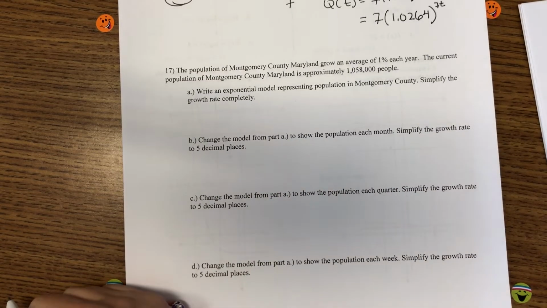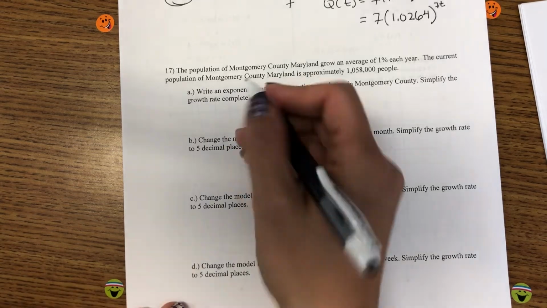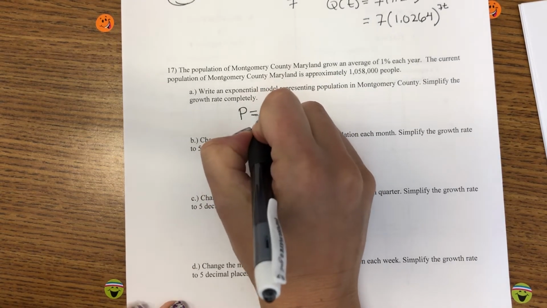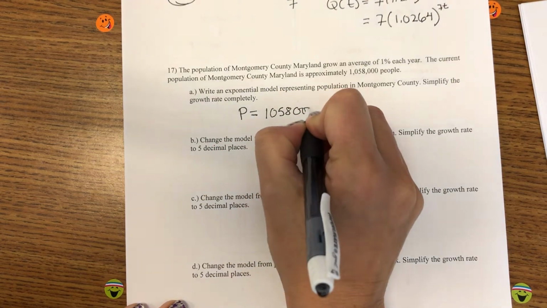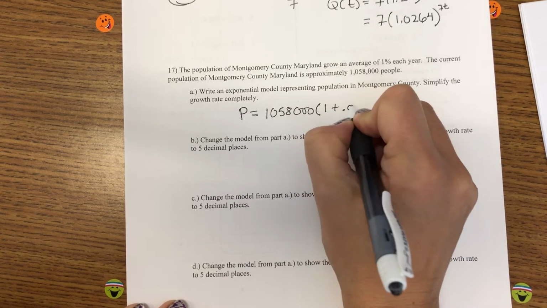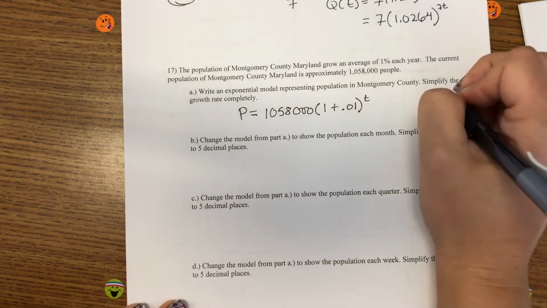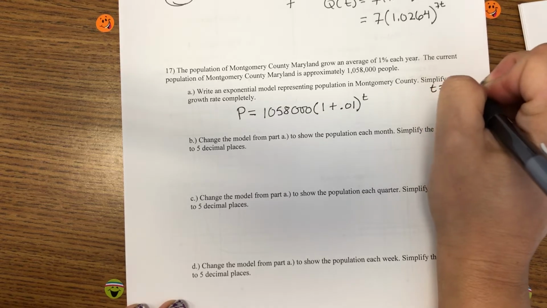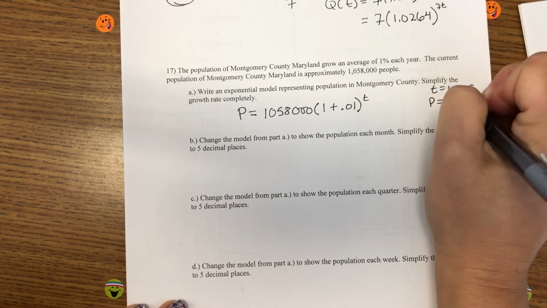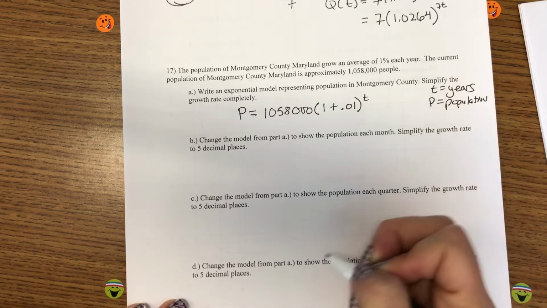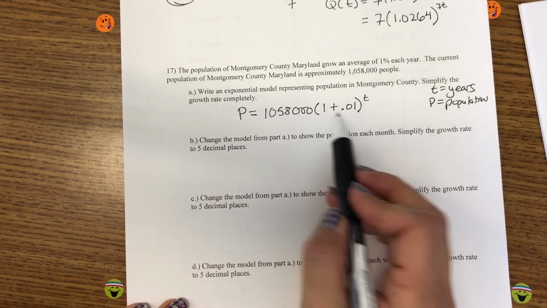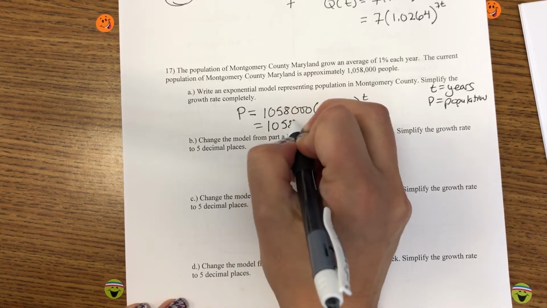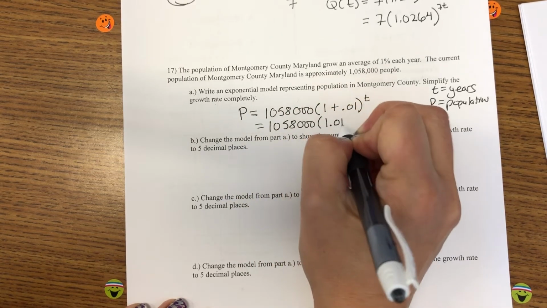Population in the county grows an average of 1% a year. This is the current population. Write a model. All right, so population is the initial value times 1 plus r to the t. So I'm going to say t is years, p is population. Simplify your growth rate completely, so I'm going to add this together to 1.01 to the t.